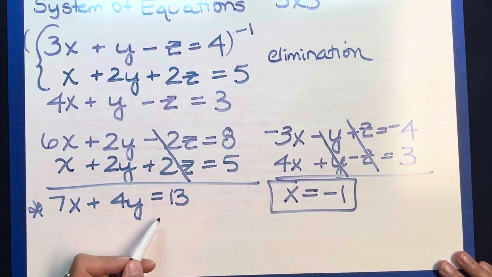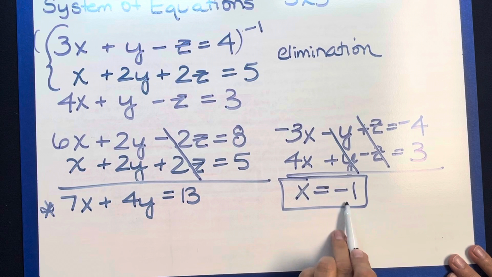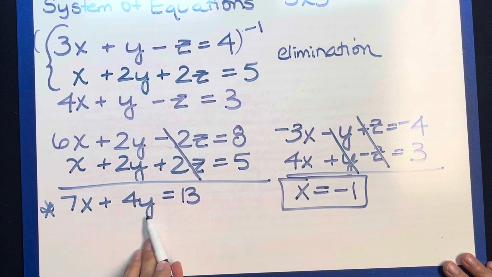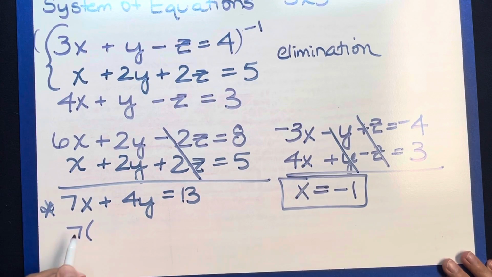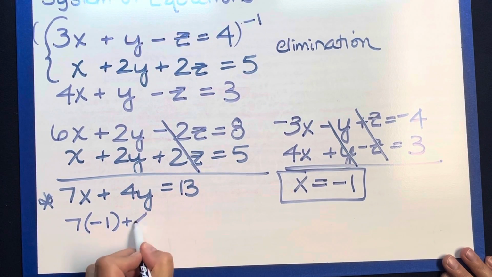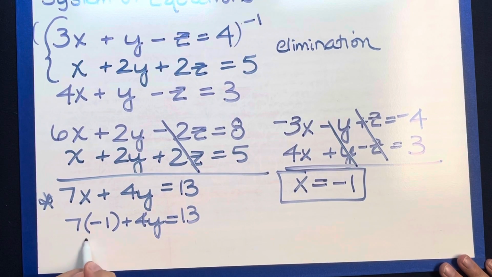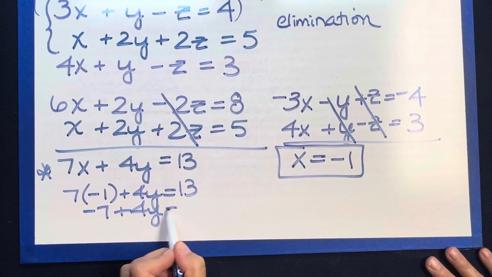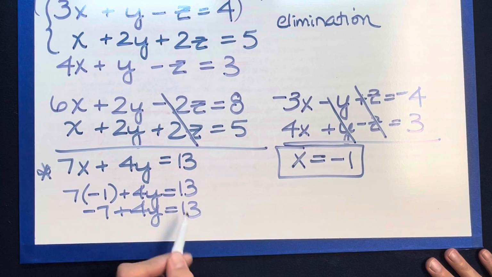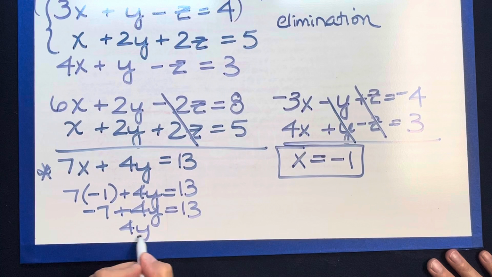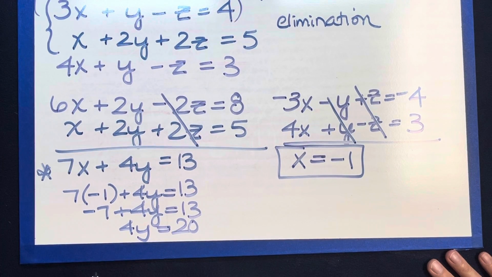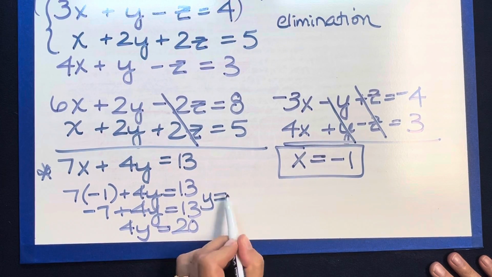So this equation that we started a moment ago, I'm going to plug in this -1 because now I can immediately solve for my y. So I have 7 times -1 plus 4y is equal to 13. So this is -7 plus 4y equals 13. I'm going to add the 7 over. So I'm going to get 20. And my y value will equal 5.